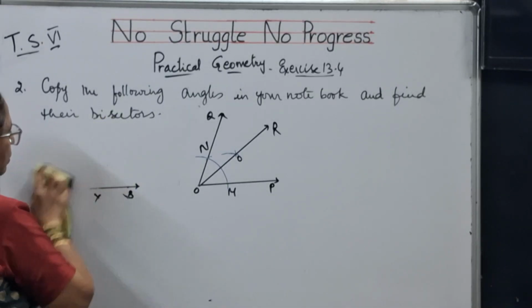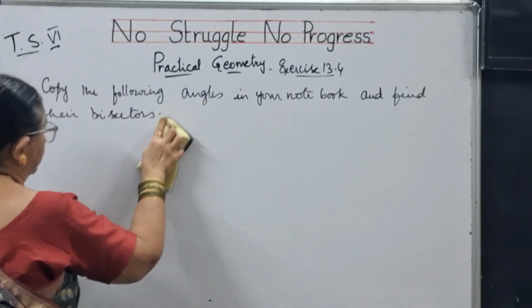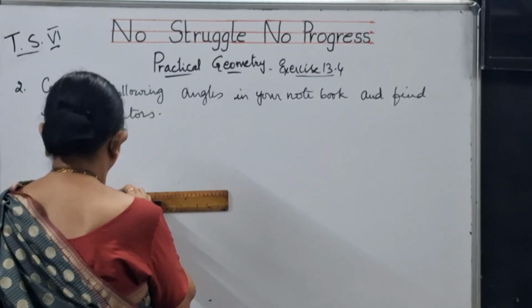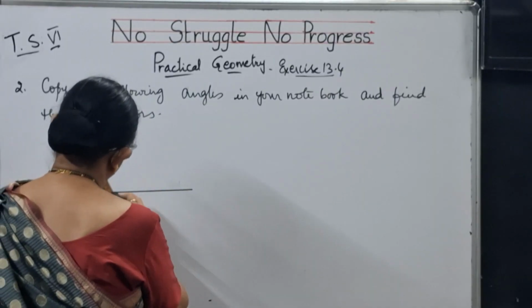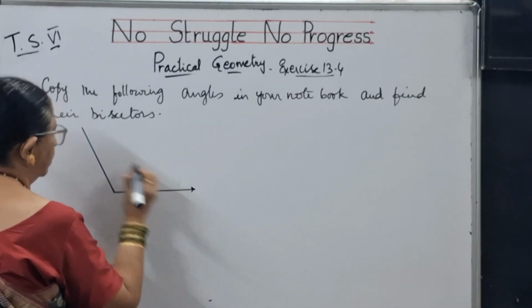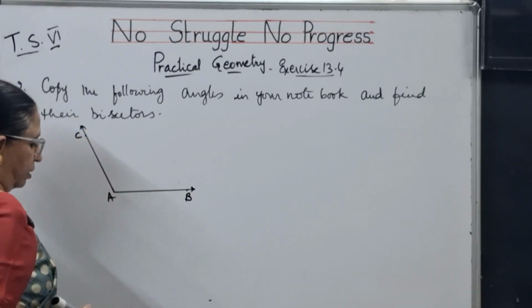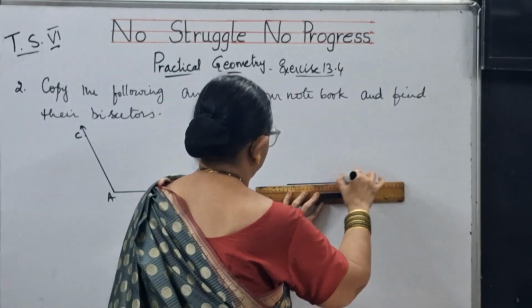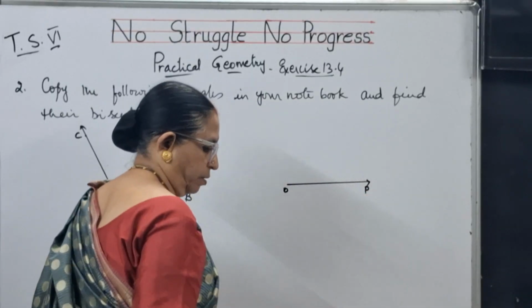Now, the other figure is an obtuse angle. So this is an obtuse angle. A, B, C. So let me take O, P here.